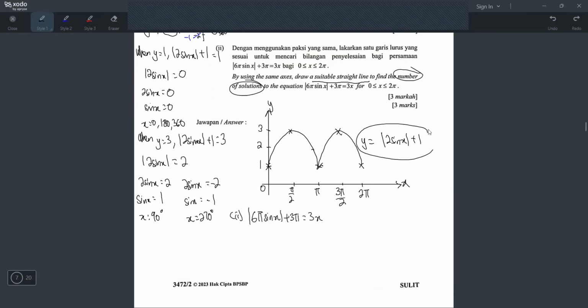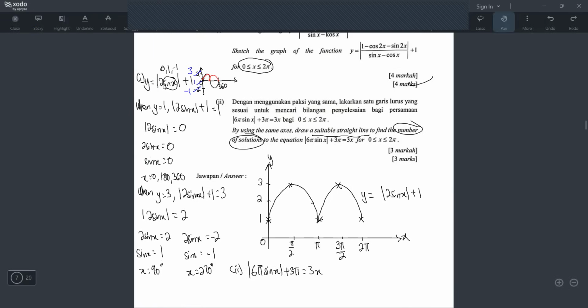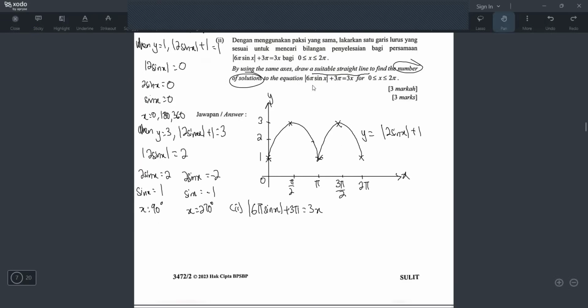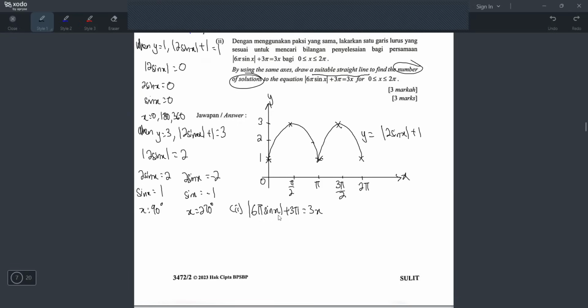Well, we refer to this y. It means we look at the y from the previous question. The previous question says y is modulus 2 sin x plus 1. So we can refer here. So let's try to change this into modulus 2 sin x plus 1. And how to do that? Quite simple. First the 3 pi moves to the other side, becomes minus 3 pi. And then the modulus 6 pi, you can actually take out the 6 pi like this. If it's a times relation, you can do that.